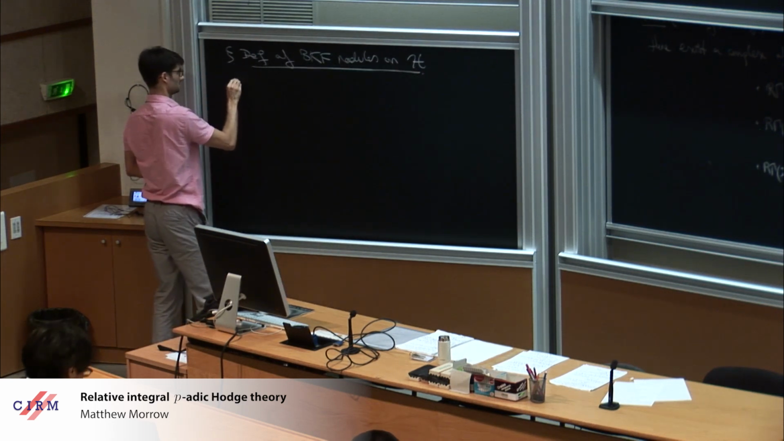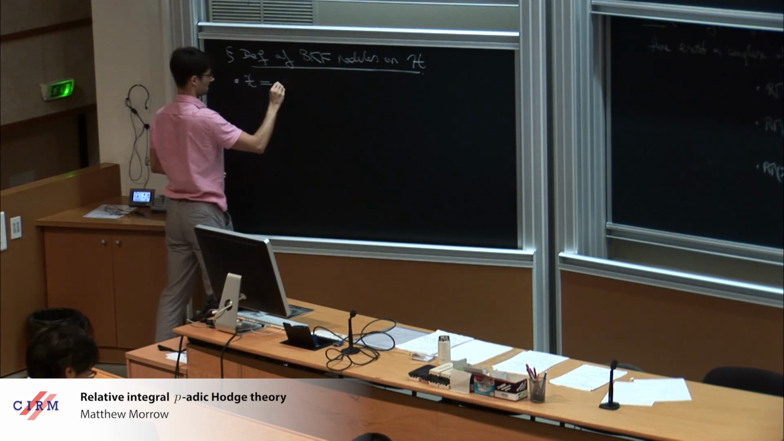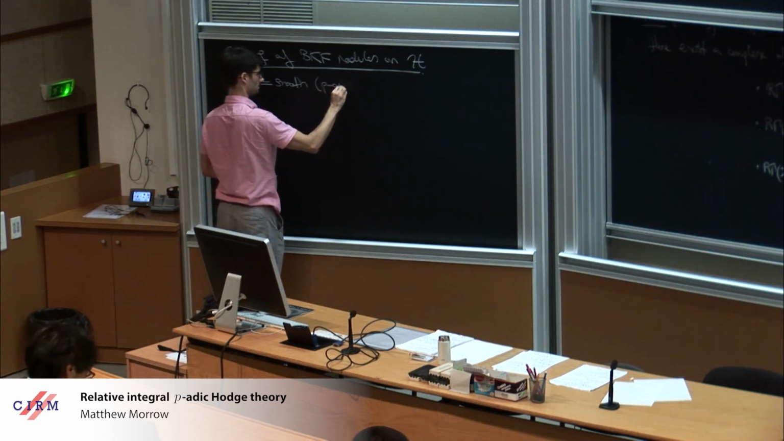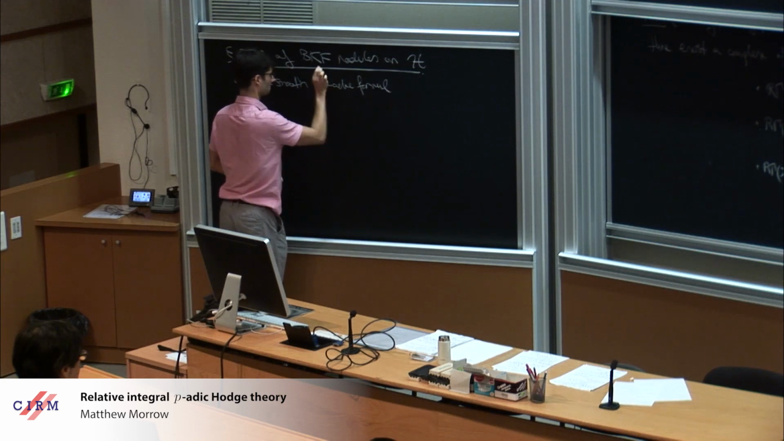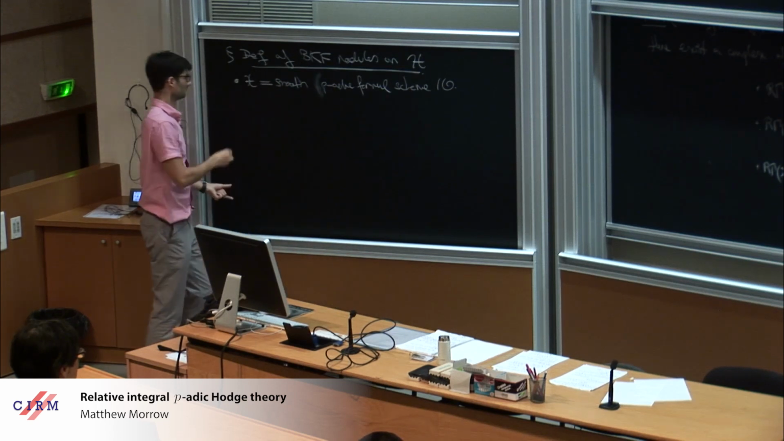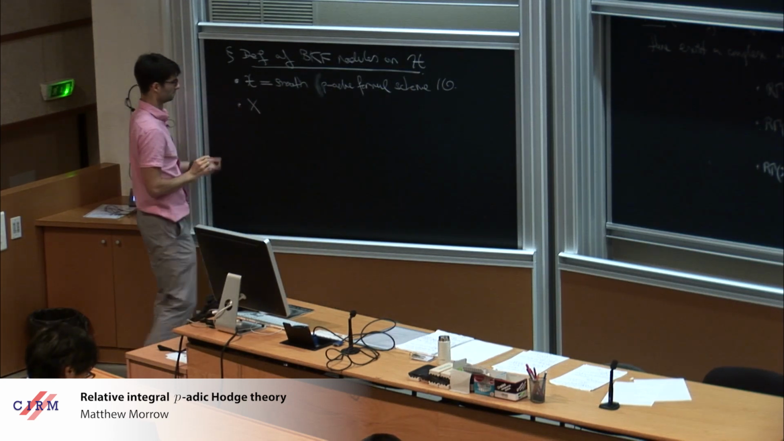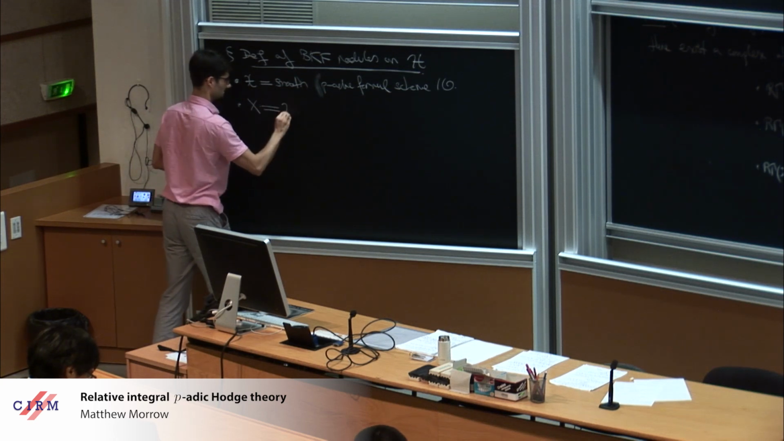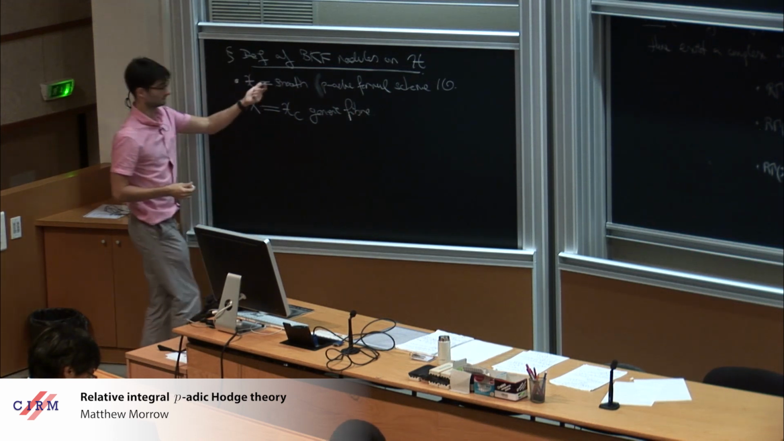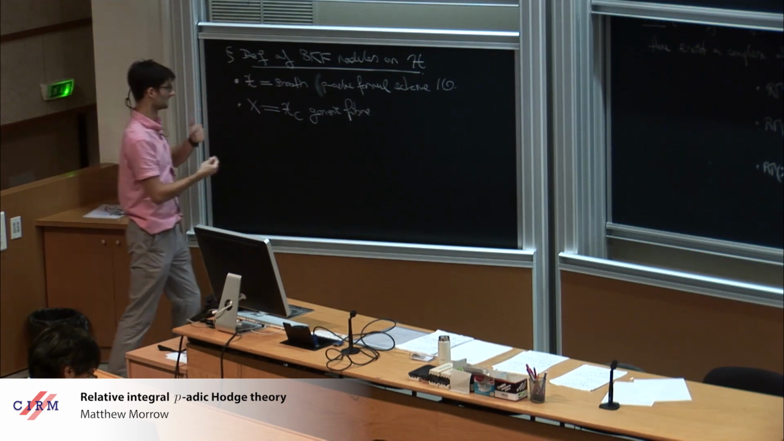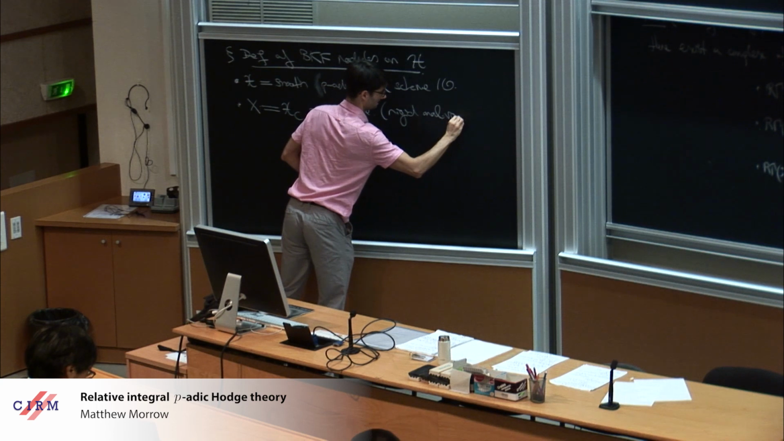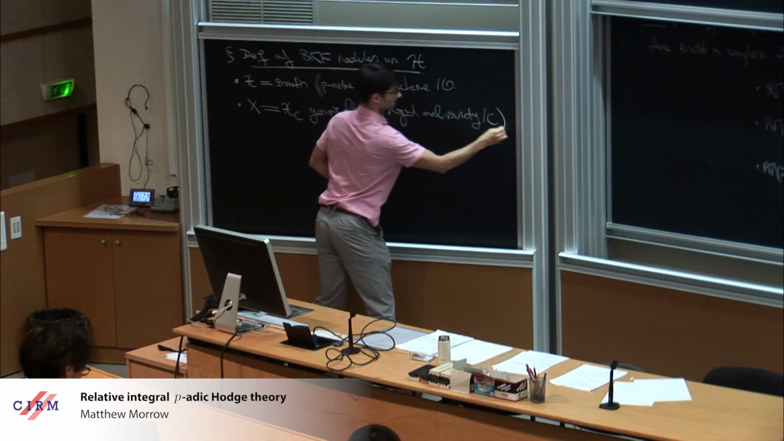So let me set the scene again. X is now smooth, and I really will take it to be a formal scheme now. And to save a little bit of notation, I write normal X for the generic fiber. Since I now have a formal scheme, I mean generic fiber in the sense of Raynaud. This is a rigid analytic space, a rigid analytic variety over this p-adic field.